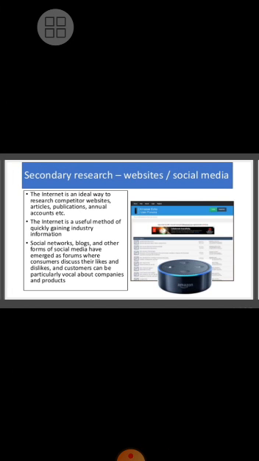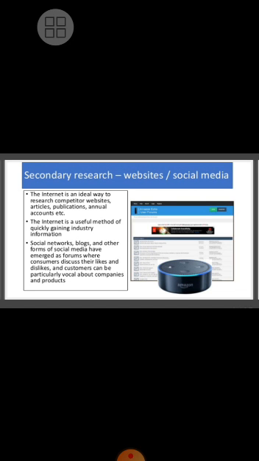So the internet is an ideal way to research competitors' websites, articles, publications, annual accounts, etc. The internet is a useful method of quickly gaining industry information. So this is the quickest way and also the cheapest one, because we can make a comparison of competitors and ours: policies, products, their placement.